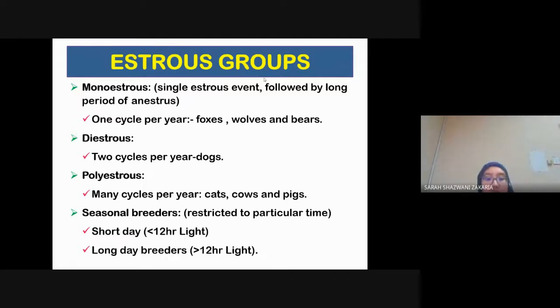Cats, cows, pigs. This also represents humans. Polyestrous, many cycles. But here we talk about the animal, polyestrous, many cycles per year. Seasonal breeders depend on sunlight and night time. They really depend on the daylight and night time. The number of hours exposed to light activates their reproductive cycle.